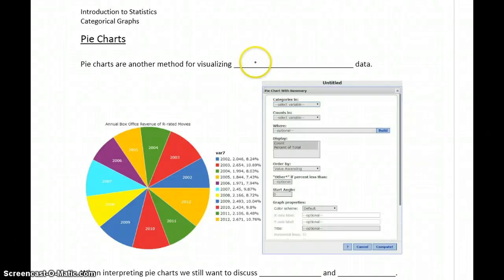Pie charts are another method for visualizing categorical data. Again, a type of chart you've probably seen either in a course or just the newspaper. Pie charts get used pretty heavily as visual tools.